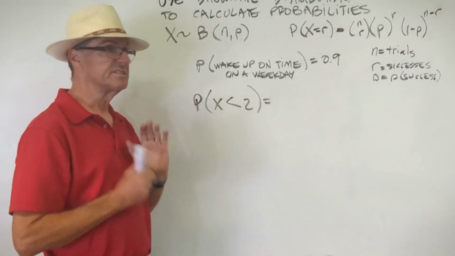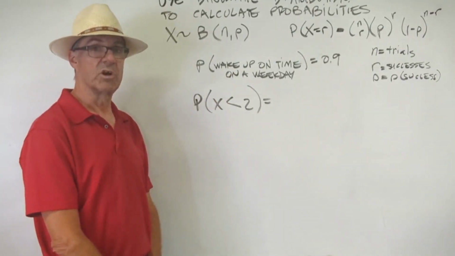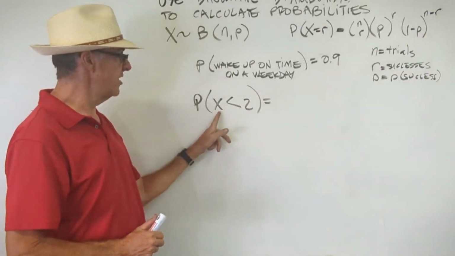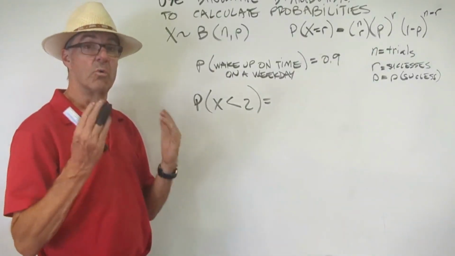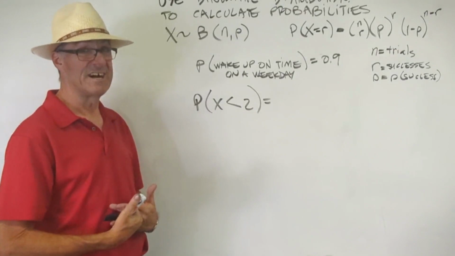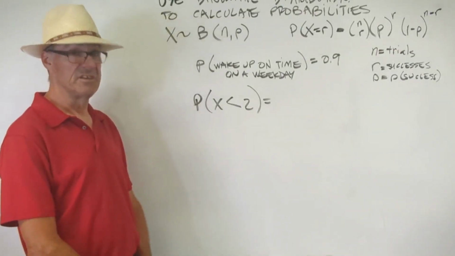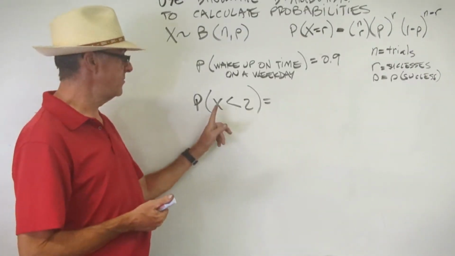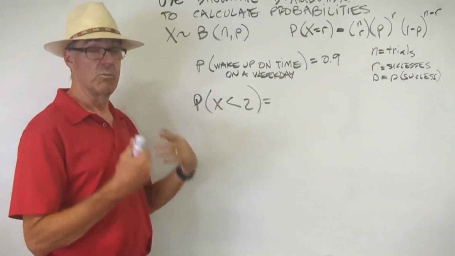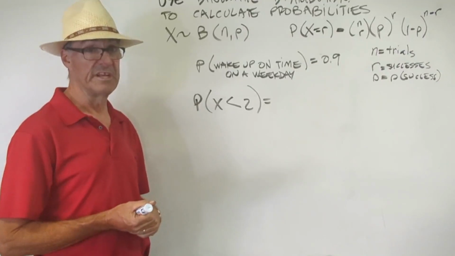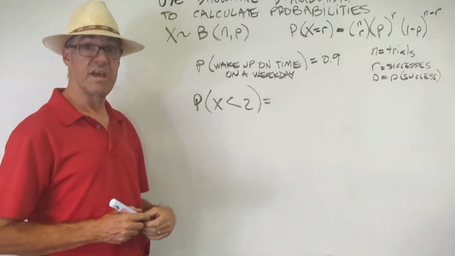All right, let's do another example with this situation, slightly more complicated. Here's the prompt. What's the probability that random variable X is less than 2? What does this mean? What is the probability that this person wakes up on time less than twice in a week? So this one, we're just going to have to calculate the probability for wakes up on time once and wakes up on time 0 times, add those together, and that will be our probability. So pause the video, see how far you get with that.